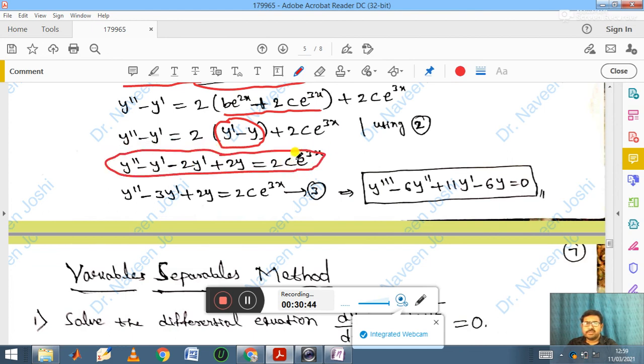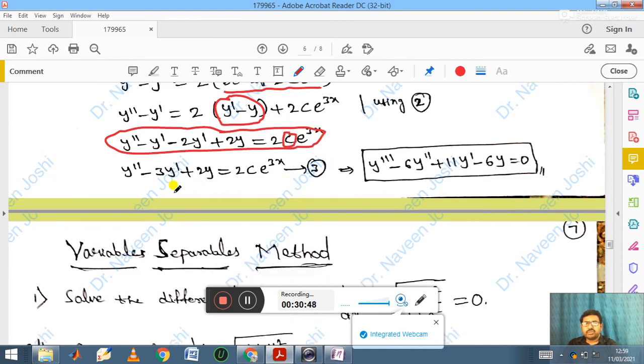Again it is consisting of one constant c. So go for one more time differentiation. If you differentiate one more time, it leads to the third order differential equation. So it is known as y triple dash minus 6 y double dash plus 11 y dash minus 6y equals 0. Okay, so this is the way of formation of a differential equation from the general solution.